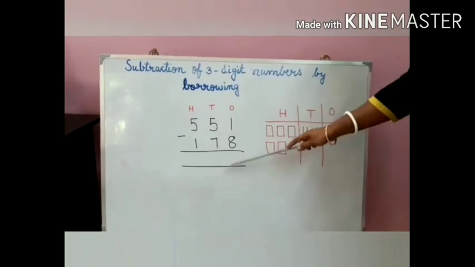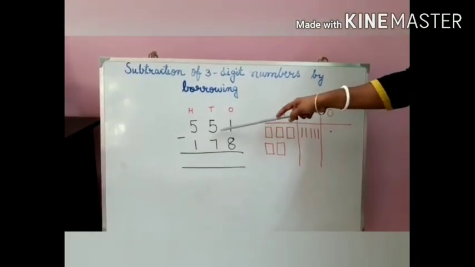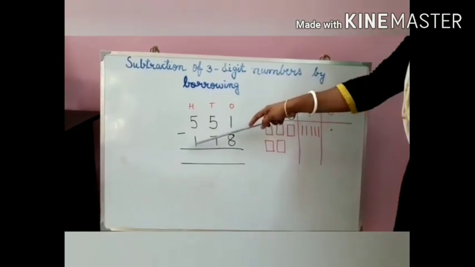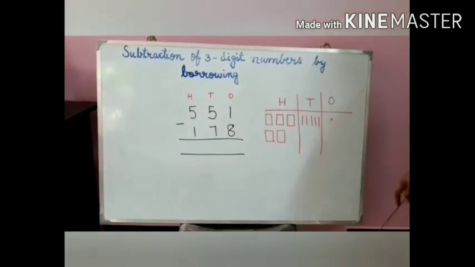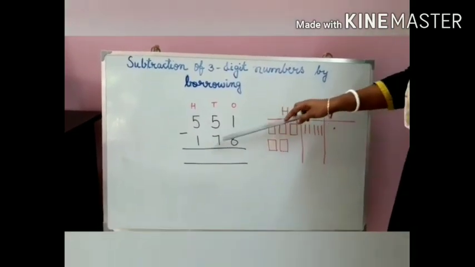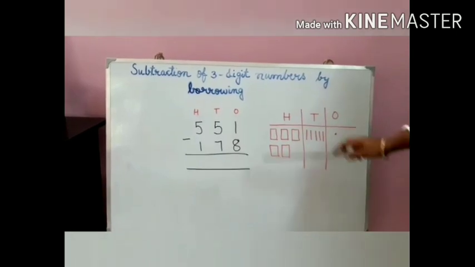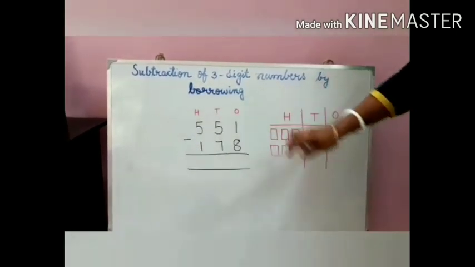Here in the first question I have taken two numbers: 551, I will subtract 178. That means I will take away 178 from 551. And I have given the places: ones, tens, hundreds.